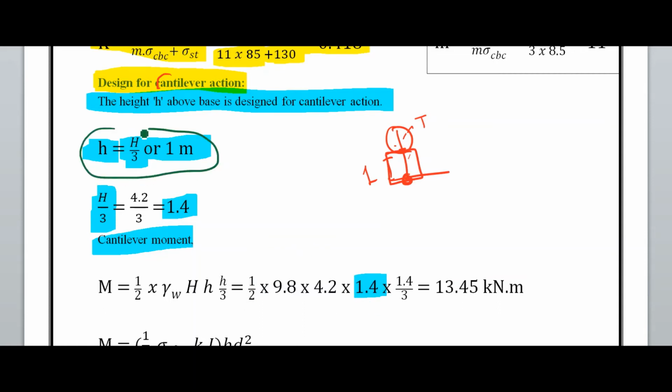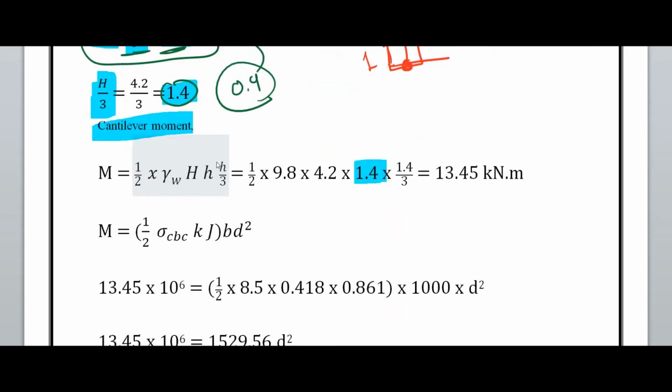Maximum in between this, we will take, if this value is 1.4 or the other value is 0.9, that time we take 1 meter, right? Maximum value in between these two values.